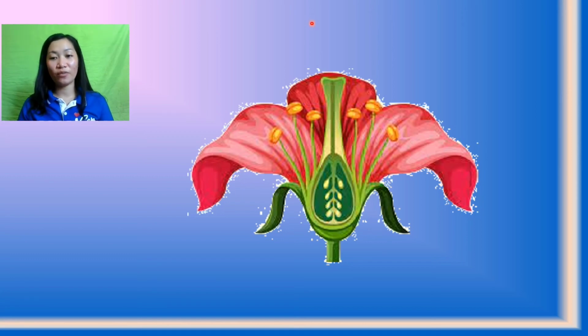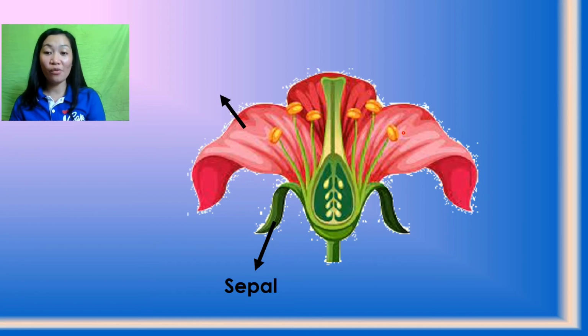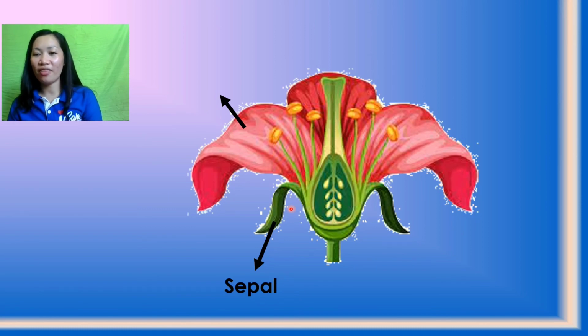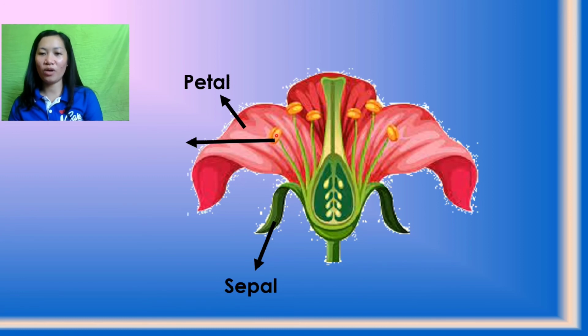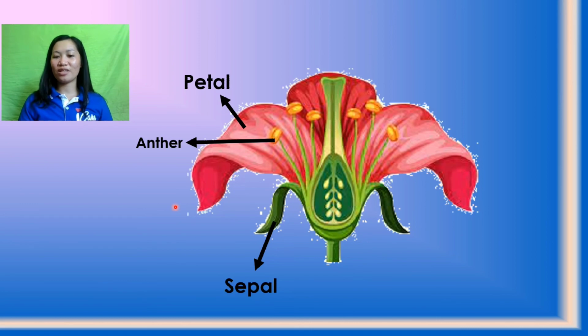Okay, let's recap everything. Can you still remember the parts of a flower? Let's talk about this one. What part of a flower is this? If your answer is sepals, then you're right. How about this part? When your answer is petal, then you're right. How about this one? What do you call this part of a flower? If your answer is anther, then your answer is right.